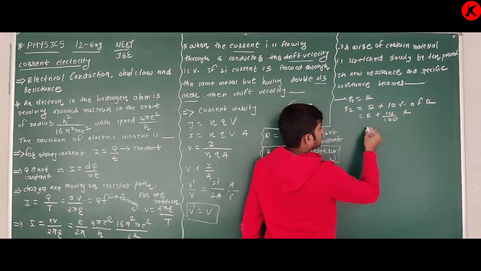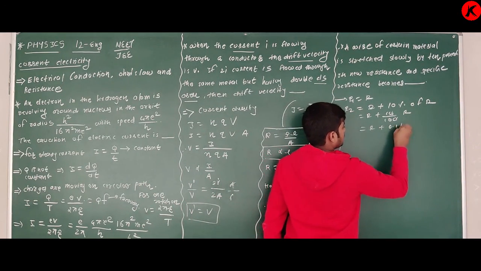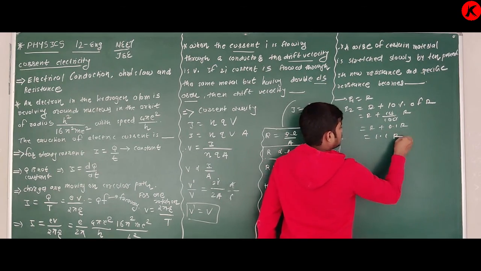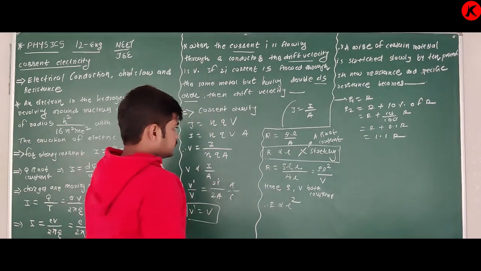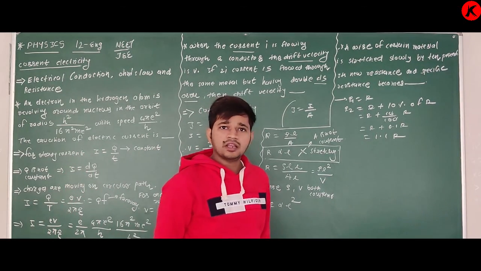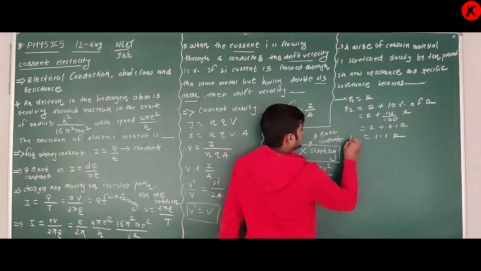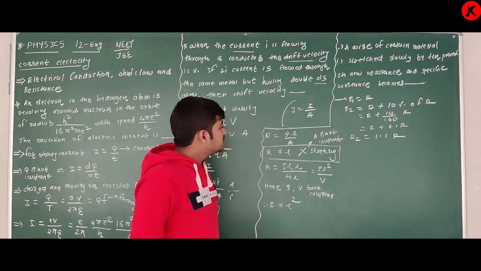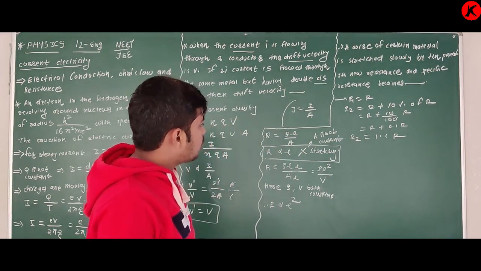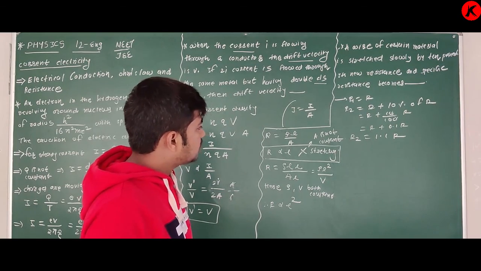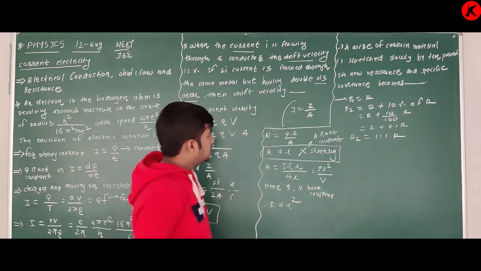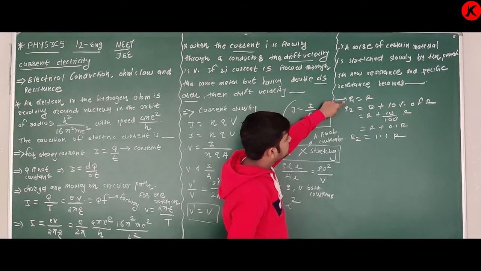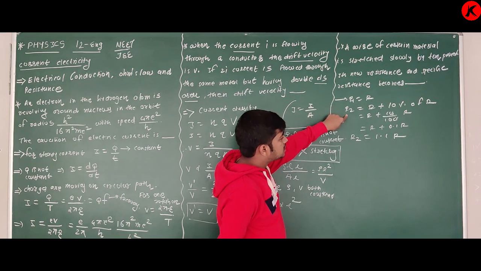So it is 0.1 R. Means it is 1.1 R. Clear about this? Hello? Clear about this? So what is new resistance? New resistance R2 is equal to 1.1 R. Yes, R1 is equal to R, R2 is equal to R plus 10% of R. Okay.